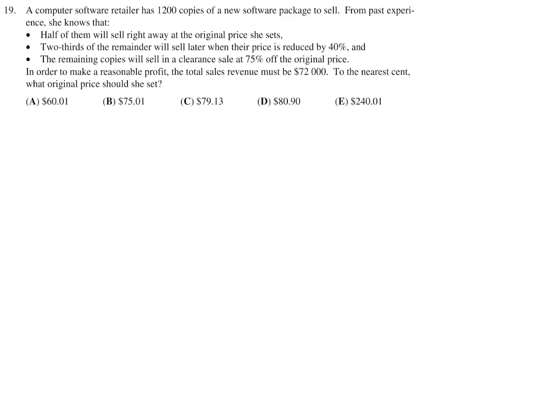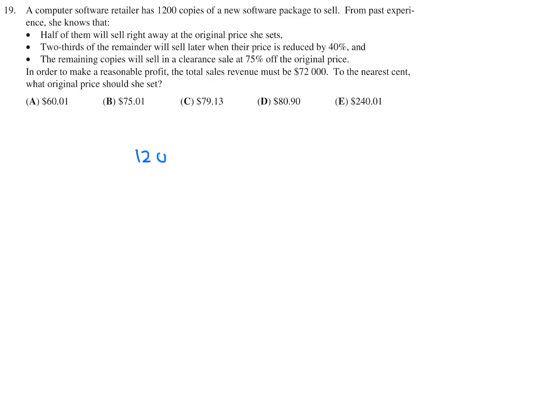A computer software retailer has 1,200 copies of a new software package to sell. From past experience, she knows that half of them will sell right away at the original price she sets. 2/3 of the remainder will sell later when their price is reduced by 40%, and the remaining copies will sell in a clearance sale at 75% off the original price. In order to make a reasonable profit, the total sales revenue must be $72,000. To the nearest cent, what original price should she set?